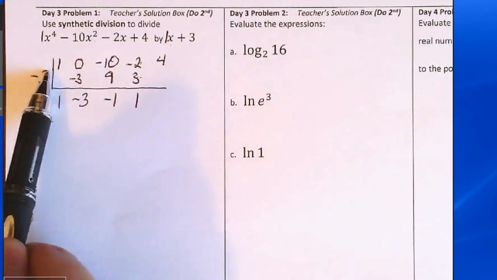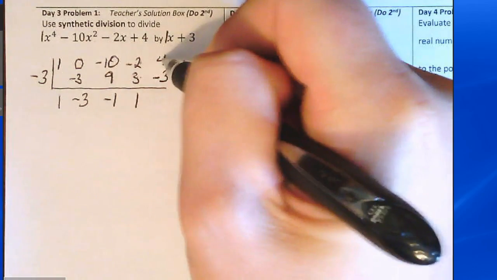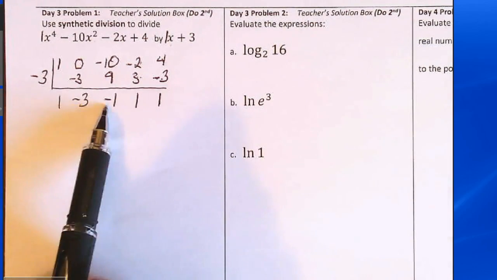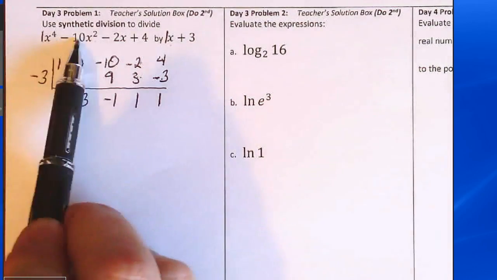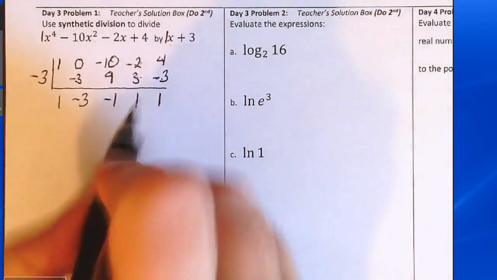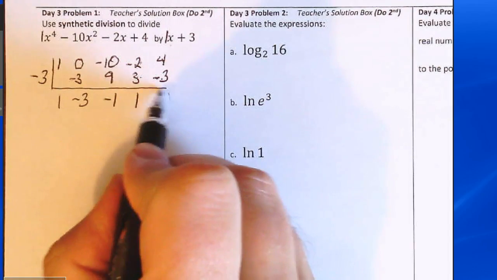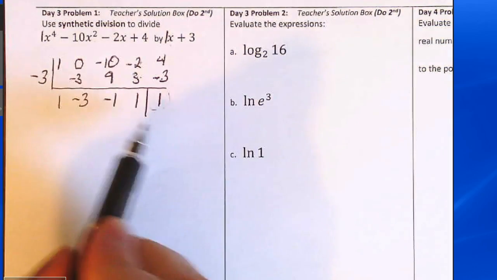Multiply these together and record the result under the next coefficient. And then add these together. 4 and negative 3 makes 1. This process is called synthetic division. Now we have a bunch of numbers here, and we want to interpret these numbers back into a polynomial form that involves variables and exponents. Here's how that works. You're going to take that last number here, which is thought of as the remainder of the division, and chunk it off separately to the side.